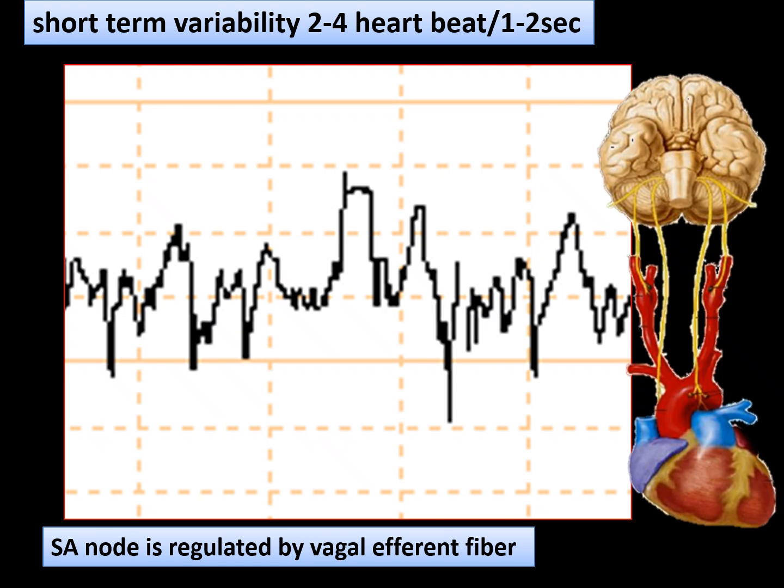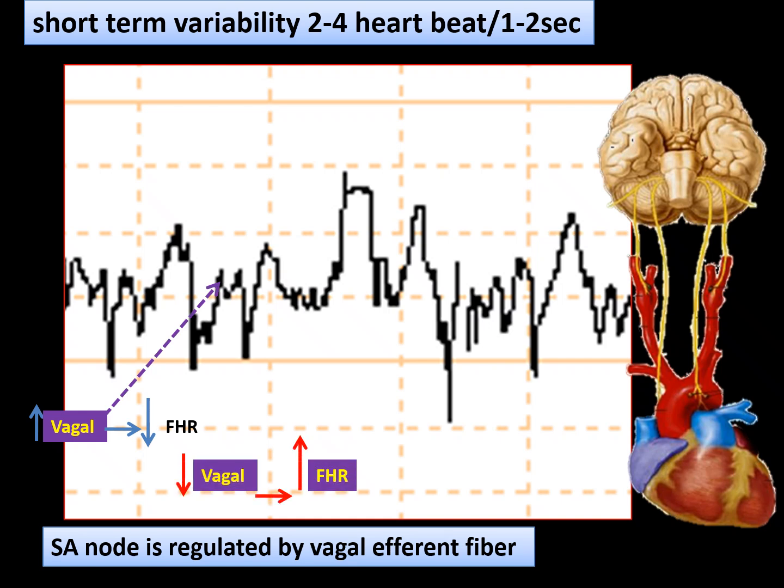The SA node is regulated by vagal efferent fibers. Whenever there is a vagal or parasympathetic stimulation, there will be a reduction in the fetal heart rate. And whenever there is a stopping of the vagal stimulation, there will be an increase in the fetal heart rate.